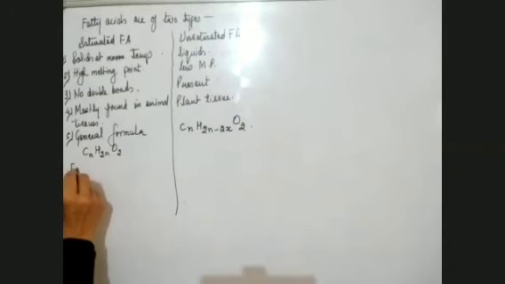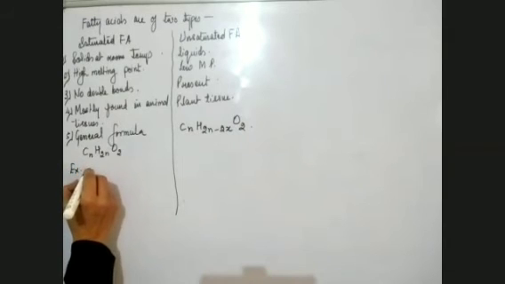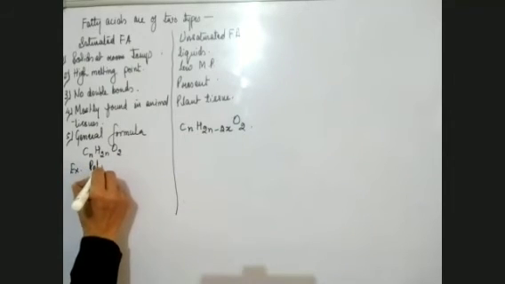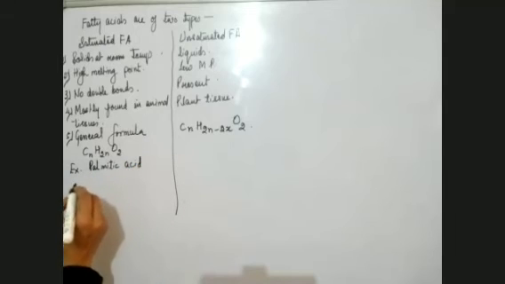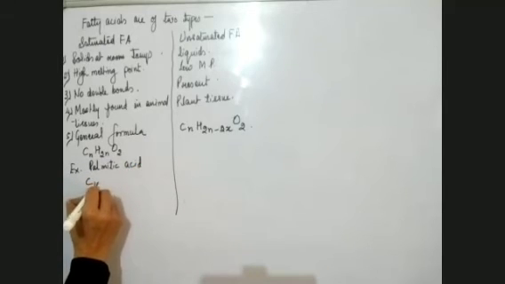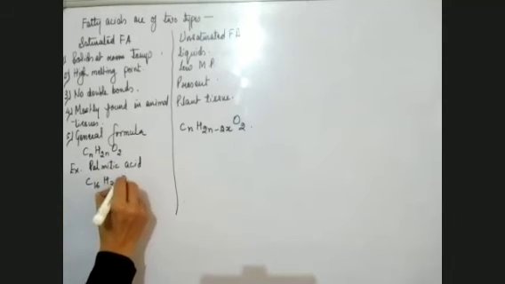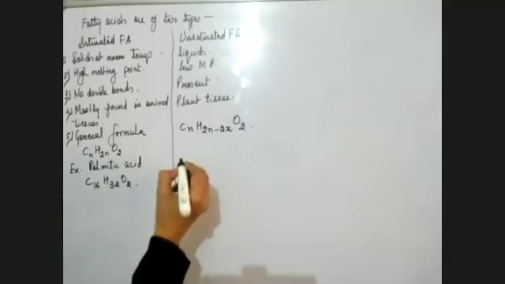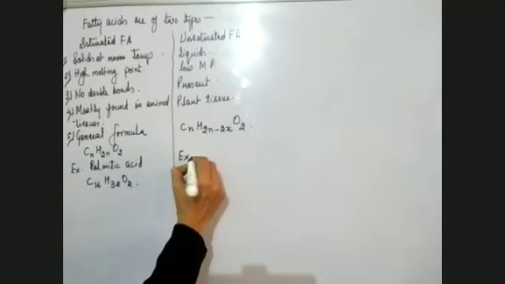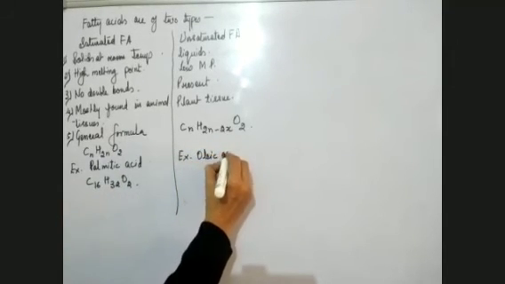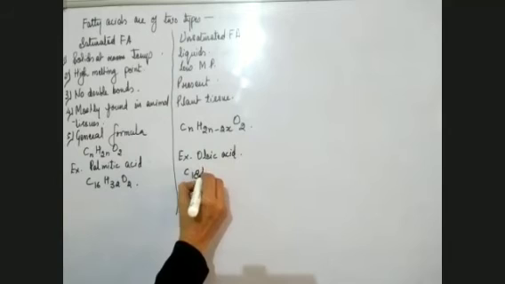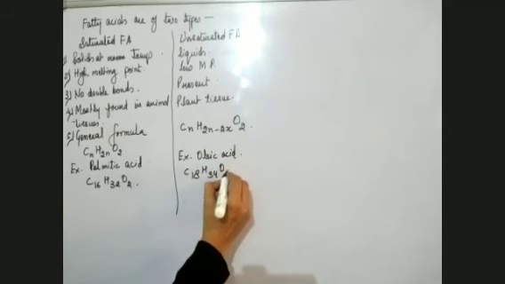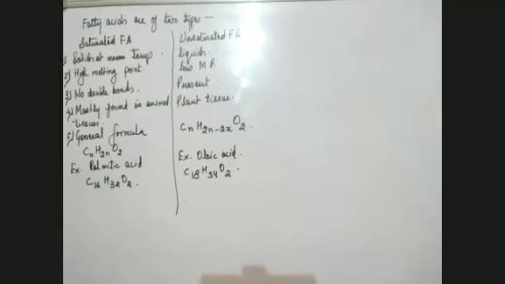The example of saturated fat is palmitic acid, spelled PALMITIC acid, and the formula of palmitic acid is C16H32O2. The example of unsaturated fat is oleic acid, OLEIC, and the formula for this is C18H34O2. So this is about the saturated and unsaturated fatty acids.